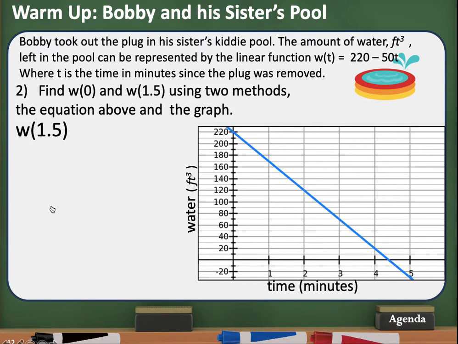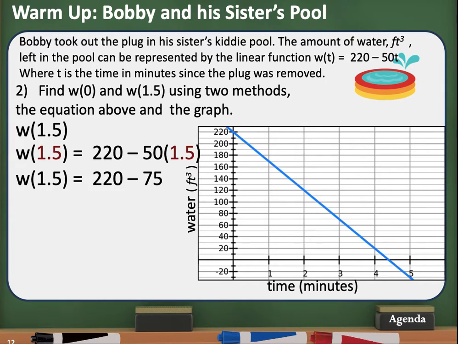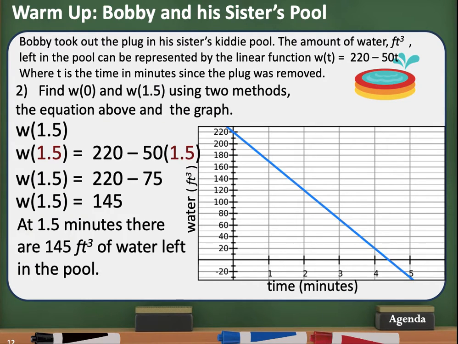And 1.5 is very similar. You plug 1.5 into the function. Noticing on the left side it's W of 1.5. And we only do the math on this right side where the rule is, right here. 50 times 1.5 is 75, and then 220 minus 75 is 145. So that tells you that at 1.5 minutes there will be 145 feet cubed of water left in the pool.